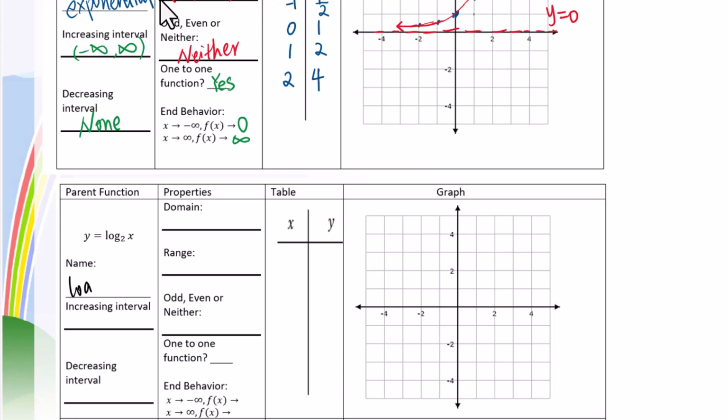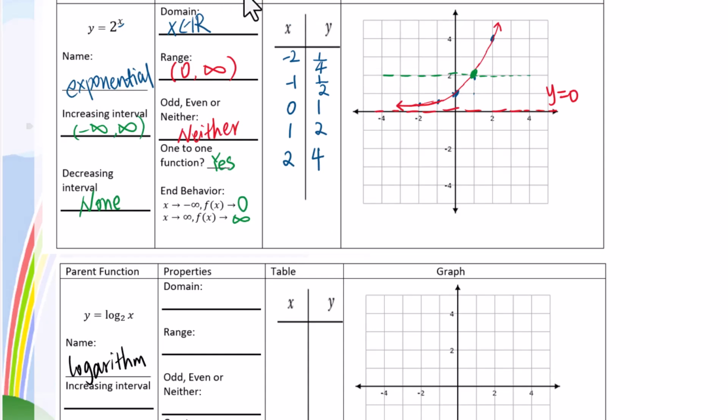y equals log base 2 of x. This is a logarithm function. Since these two are inverse functions of each other, domain and range will be switched. For the logarithm function, range is all real numbers. Domain is from 0 to positive infinity, 0 is exclusive.